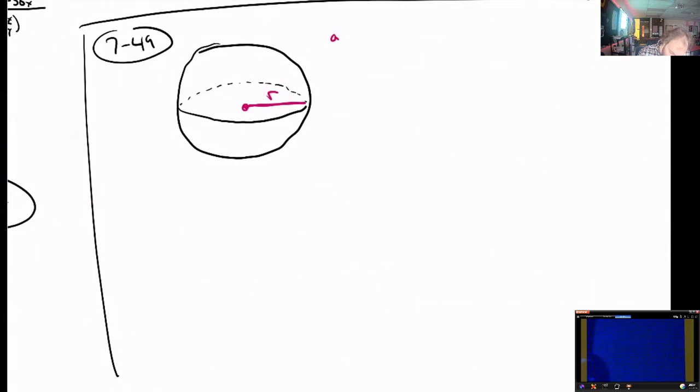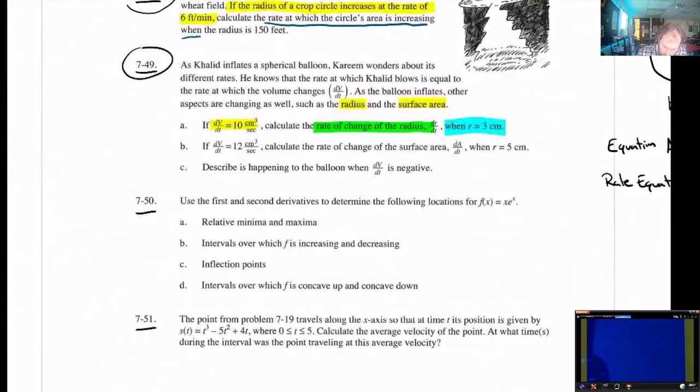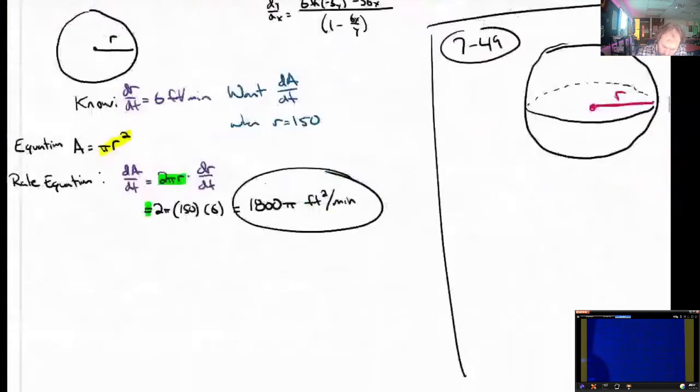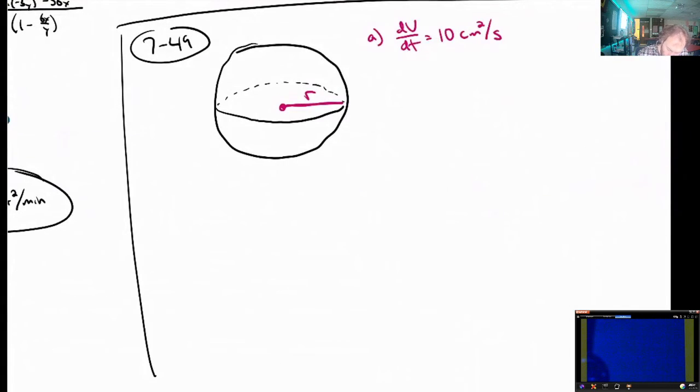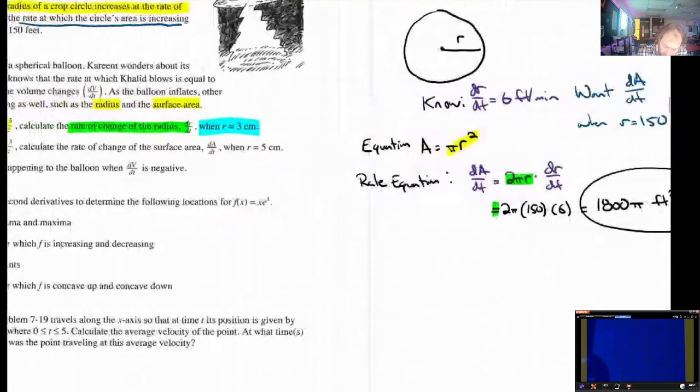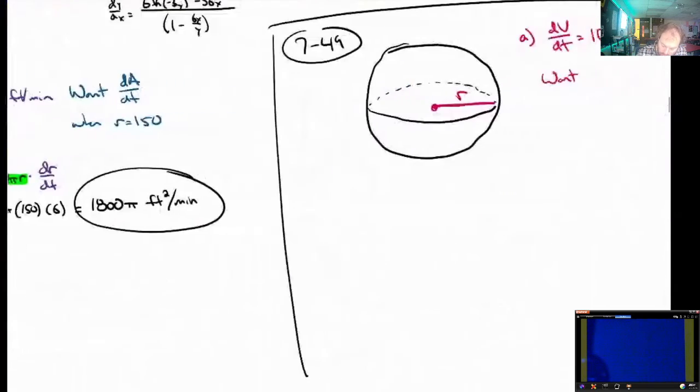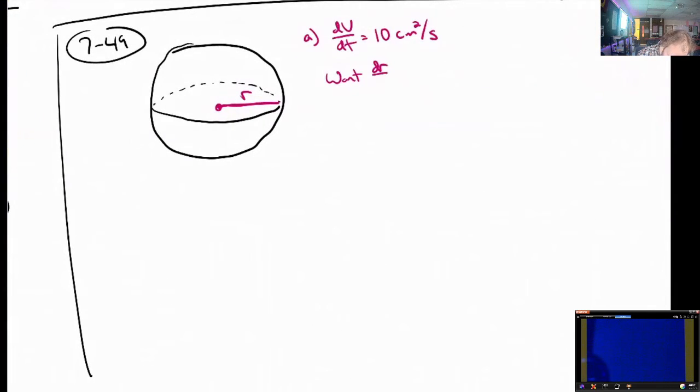Now for question A, we know that dV/dt is equal to 10 cubic centimeters per second. And we want to know, I gotta scroll back over here. We want dr/dt when r is 3. And that's what we're looking for.